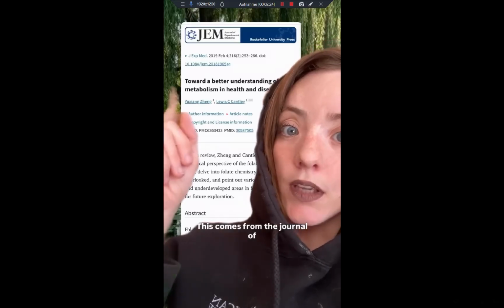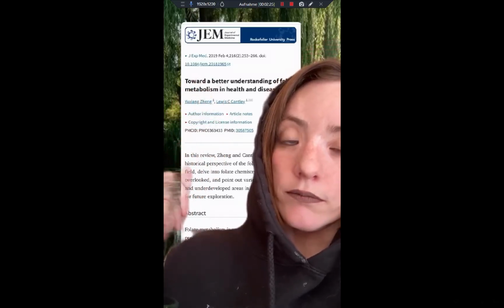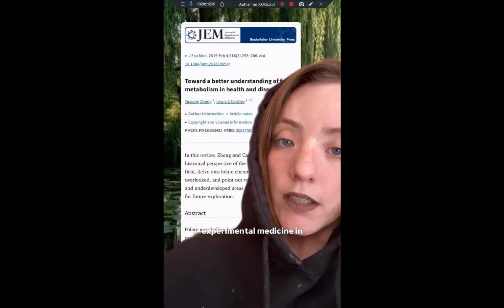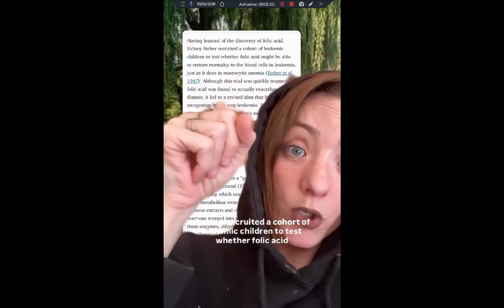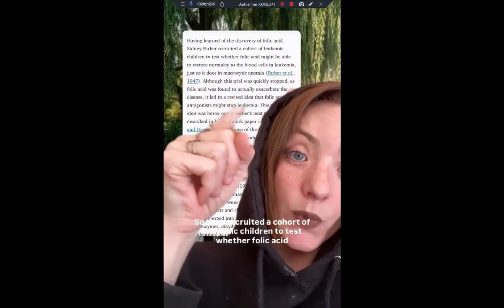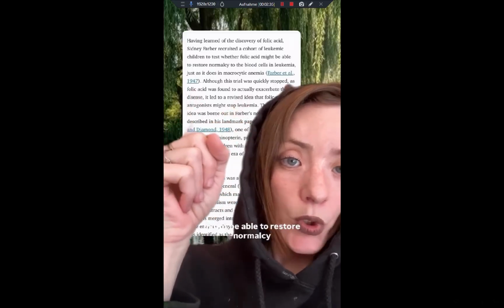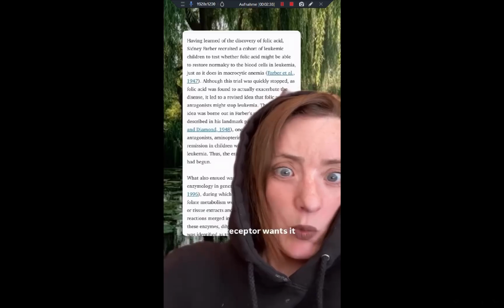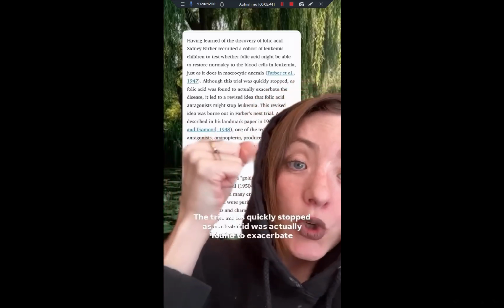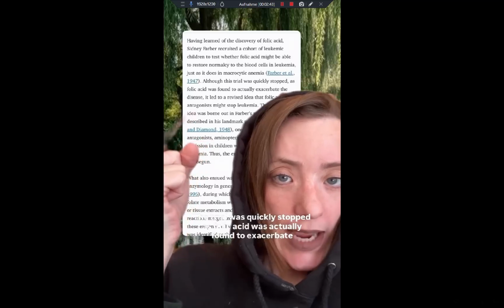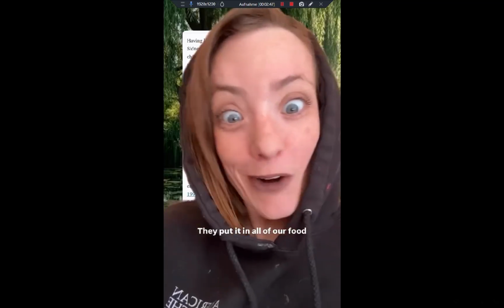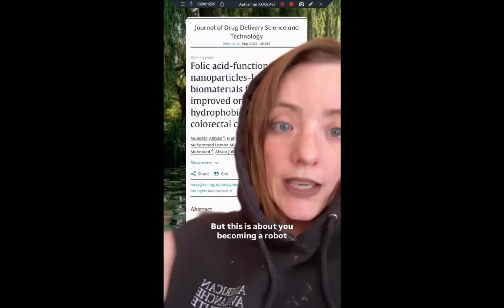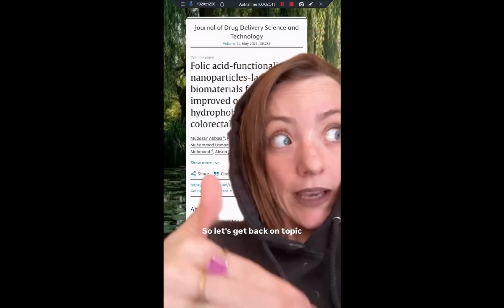This comes from the Journal of Experimental Medicine in 2019. They recruited a cohort of leukemic children to test whether folic acid might be able to restore normalcy. It seems like it, right? The receptor wants it. We're giving it folic acid. The trial was quickly stopped, as folic acid was actually found to exacerbate the disease. Flash forward to 1998. They put it in all of our food. But this is about you becoming a robot, so let's get back on topic.